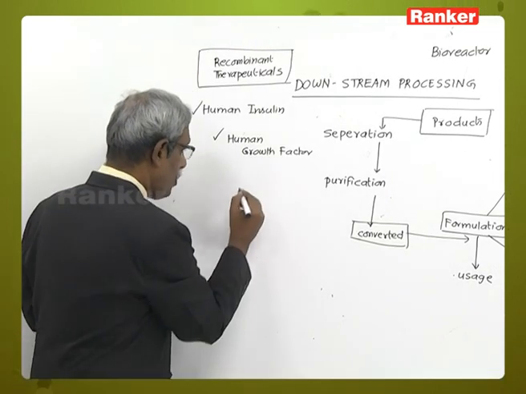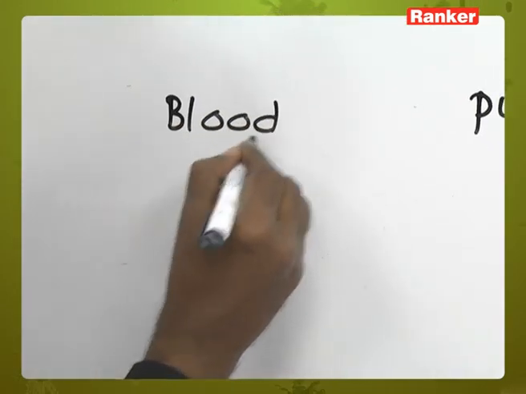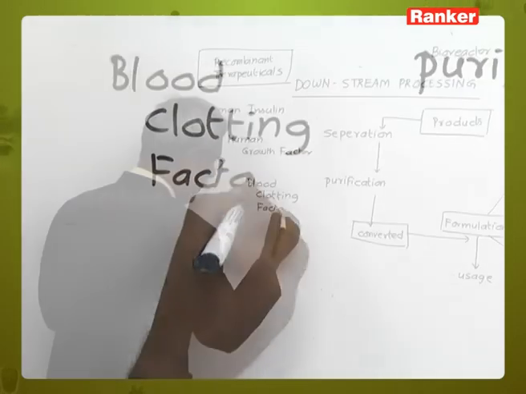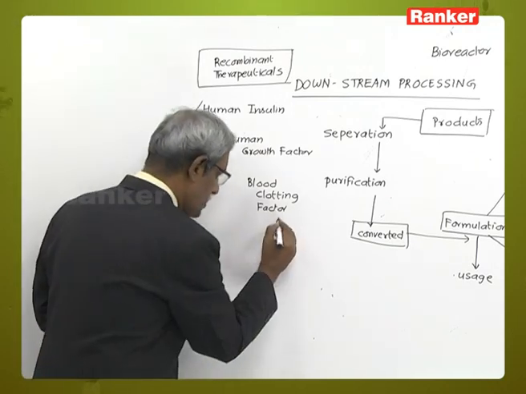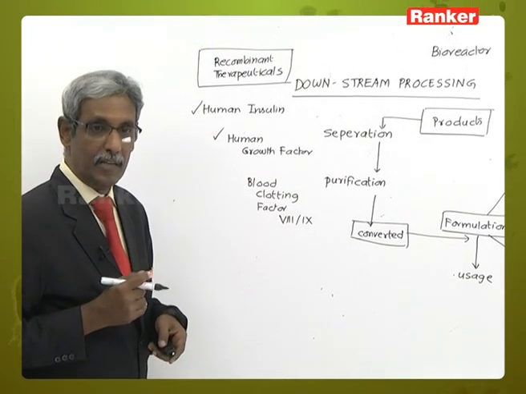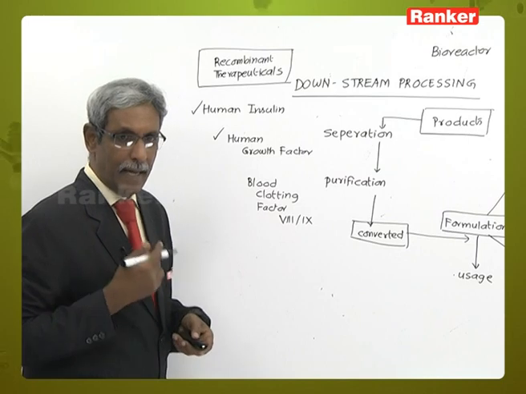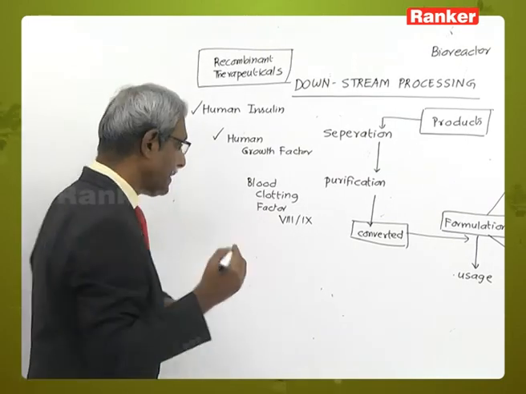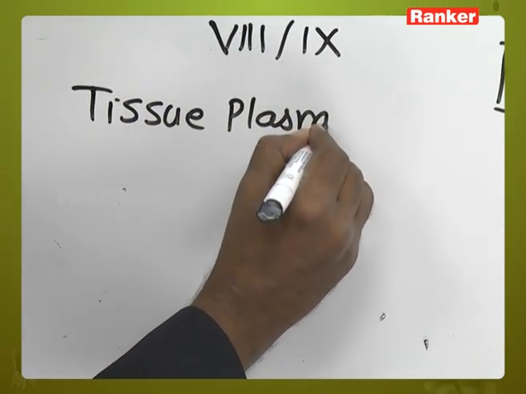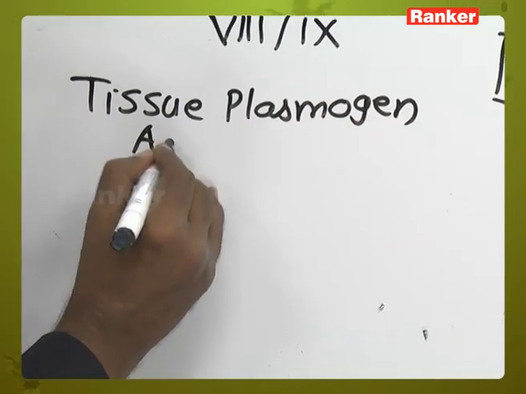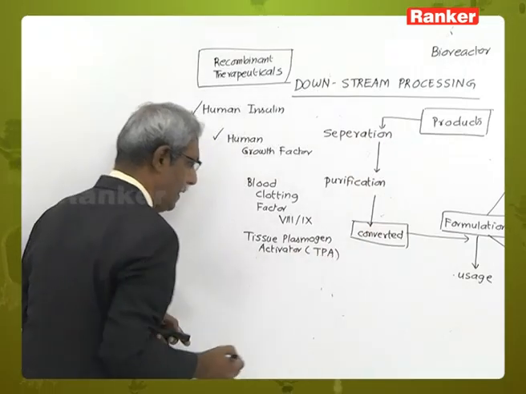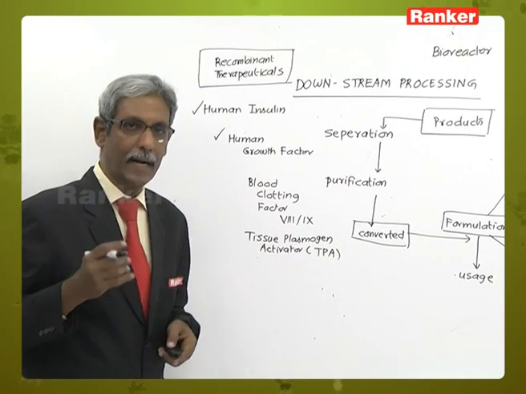Then again we have the blood clotting factor. The blood clotting factor number 8 or 9 is a genetically engineered product. It is primarily used for preventing blood clotting. Then again we have also got tissue plasminogen activator. It is popularly called TPA. Tissue plasminogen activator prevents heart attacks and strokes.